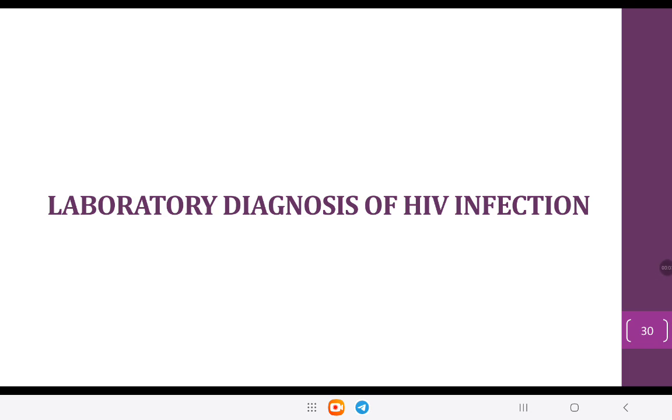Laboratory diagnosis of the HIV infection. The laboratories play a very important role in the HIV management. HIV testing is performed for early diagnosis, blood donor screening, confirmation of infection, monitoring treatment, and preventing mother-to-child transmission.